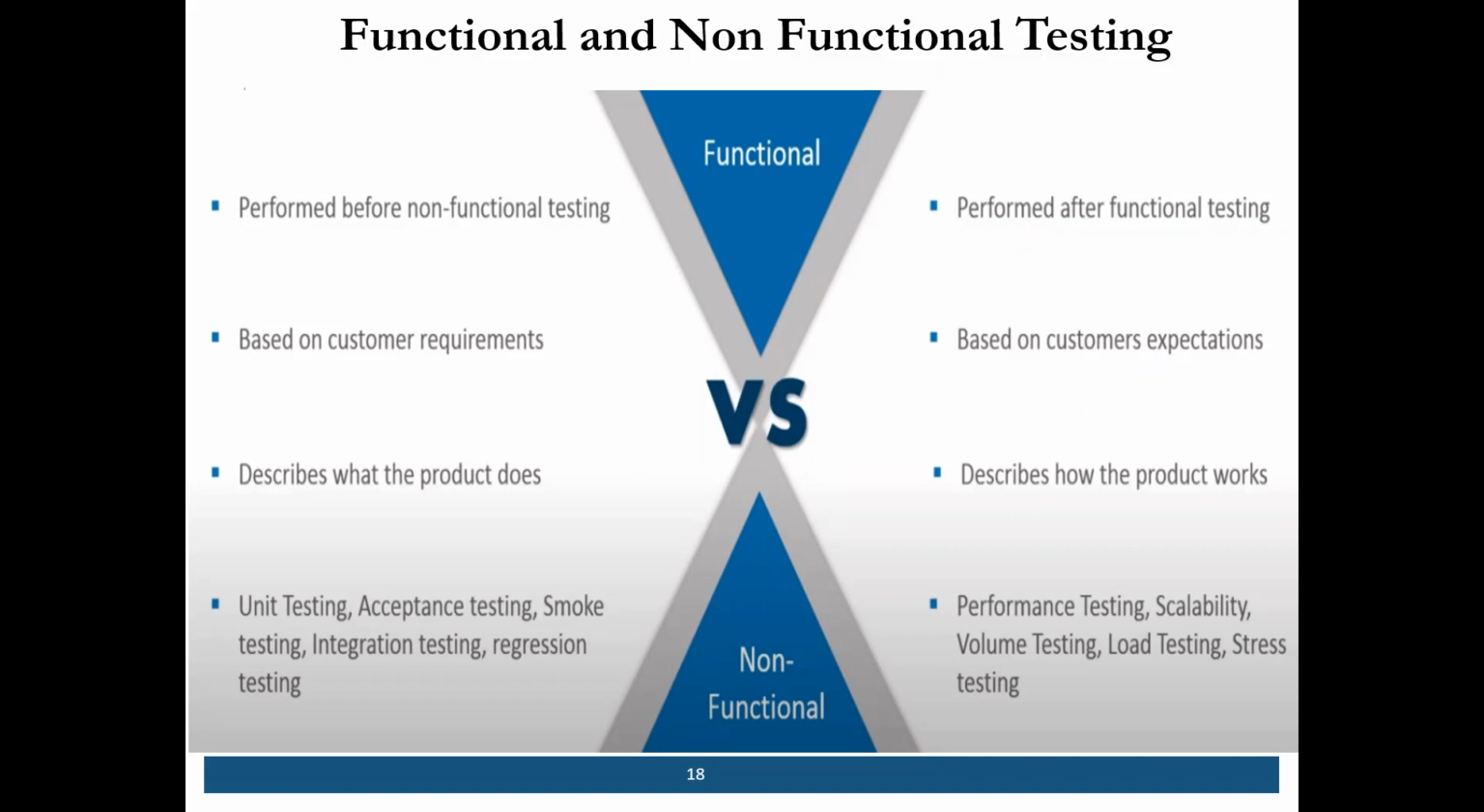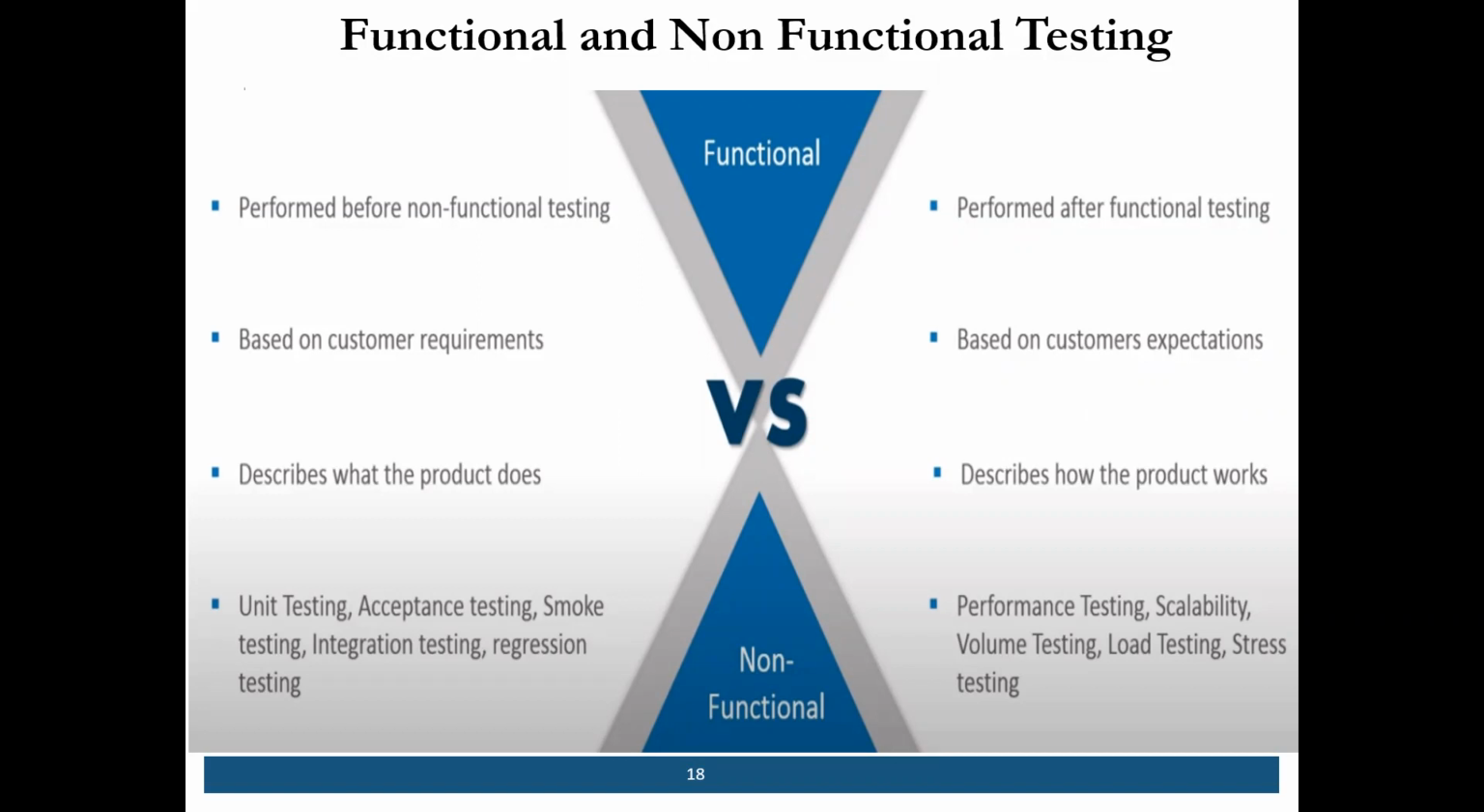And smoke testing, we do as usual, to check whether the main functionality is working so that we can accept the build. Once we accept that, we again do our system testing. Once these bugs are cleared, we do the system testing again, but this time it is called regression testing.